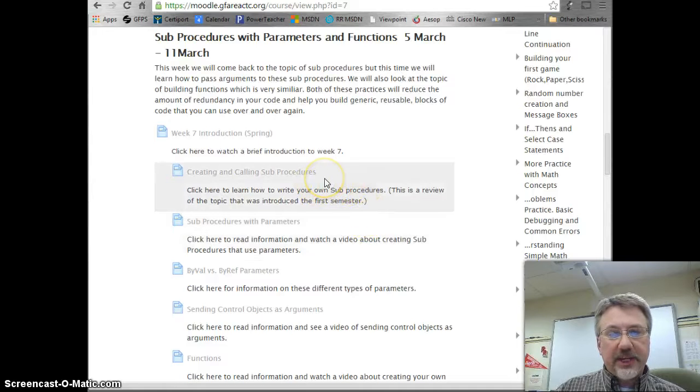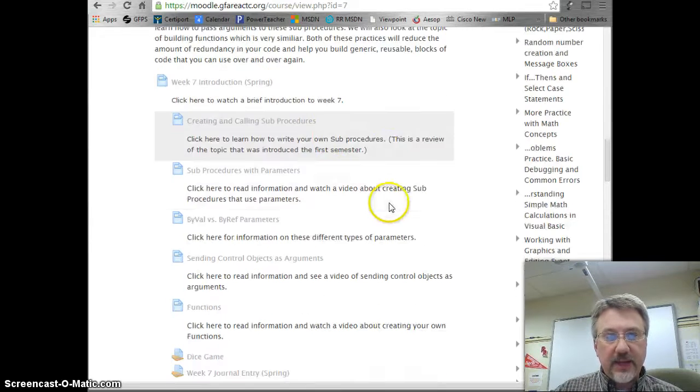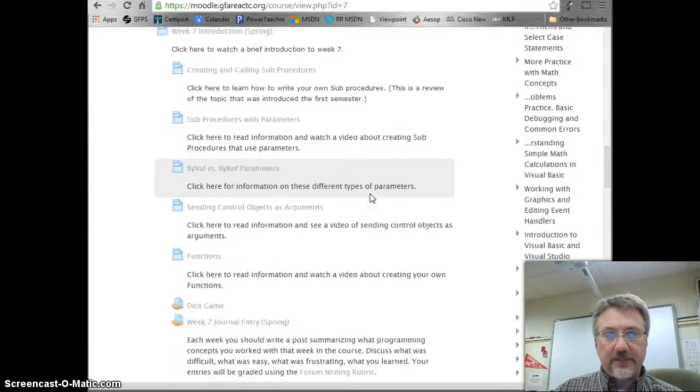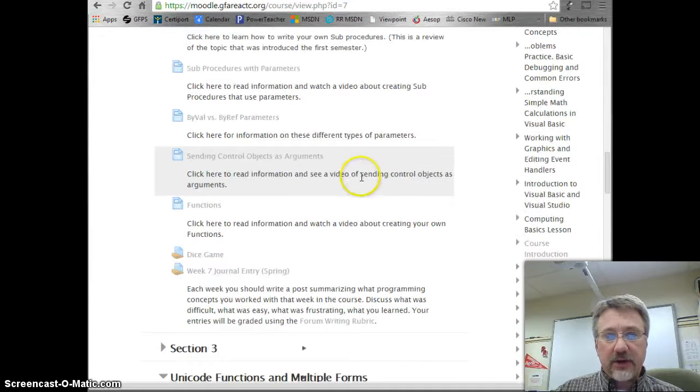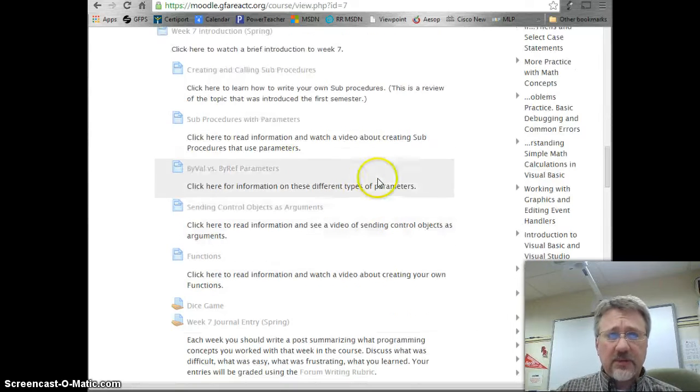This first link up here is a repeat of a clip that you saw during the first semester, but it's been quite a while, so you might want to take a look at that again. And then the rest of the stuff is new: sub-procedures with parameters in them, what it means for by-val and by-reference parameters, how to send control objects as arguments, and then be parameters in those procedures and functions. So there are a number of things in here for this week. Some of these are only a couple minutes long, but some of them are 8 or 9 minutes long.